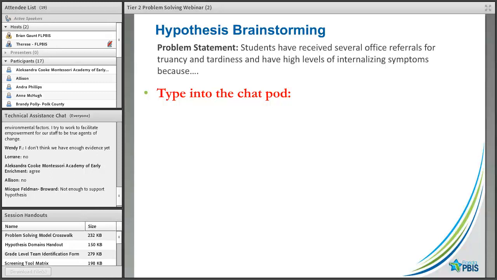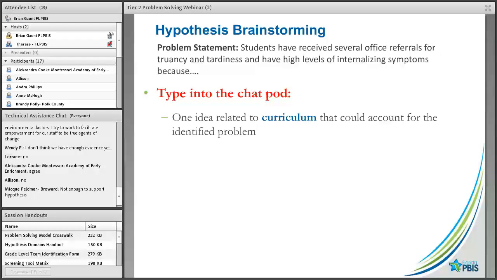Just to kind of play around with a little bit of this, we're going to ask you again to type into the chat pod. So here's a problem statement. Students have received several office referrals for truancy and tardiness and have high levels of internalizing symptoms because. So if you want, we can think about one idea related to curriculum that could account for the identified problem. So can anyone think of a curriculum reason in which this problem might be existing?